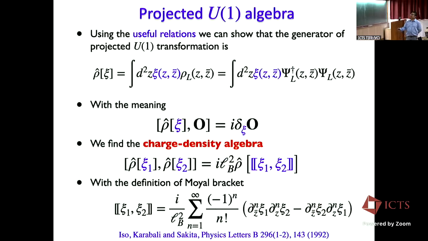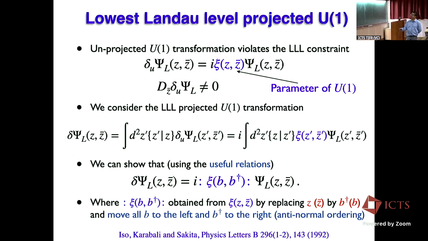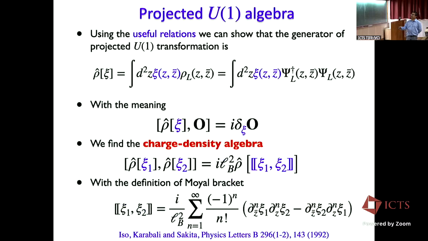So here, like with any function, we can write down the operator of this transformation, the projected U1 transformation. So rho L here is nothing but the density in the lowest Landau level. We can show that with this explicit form, when you commute with the psi, you will get back to this result. So this operator acts as the generator of the projected U1.